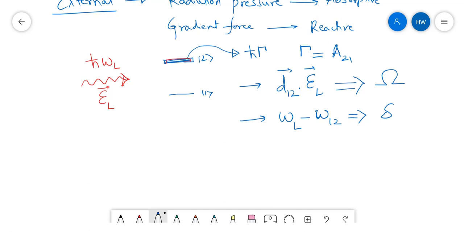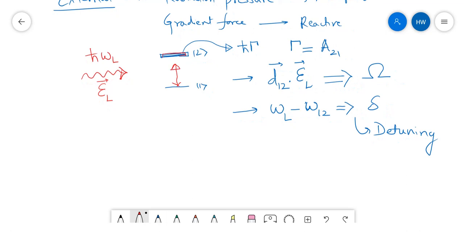So I want to represent this, let me write it down. Detuning, essentially the photon, which is not necessarily energetically matching with that of the atom. So you see that there is a difference between the energy associated with the atom and energy associated with the photon, and this quantity, I have represented as minus delta, because I have called detuning as omega L minus omega 1, 2.